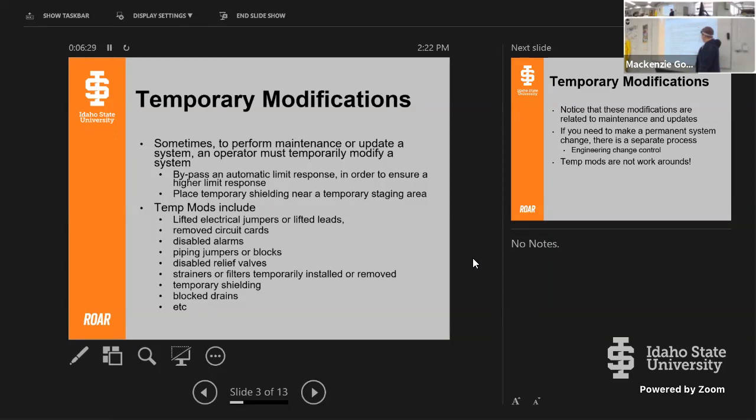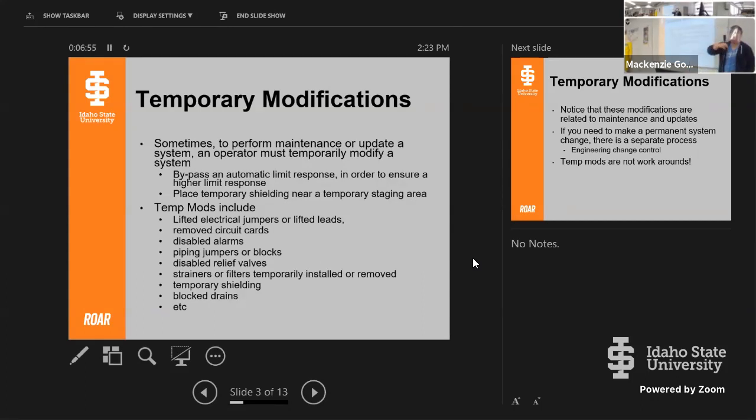You might put strainers or filters in certain areas. You might divert flow. You can work on a piece of equipment without water in it. You might block a drain because you know you're going to have some radioactive material in there that you need to collect and you don't want it to go down the drain. Whatever the case may be, okay? All of these things fall in that category of temporary modification.